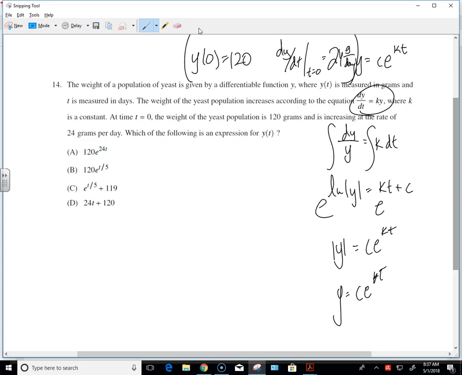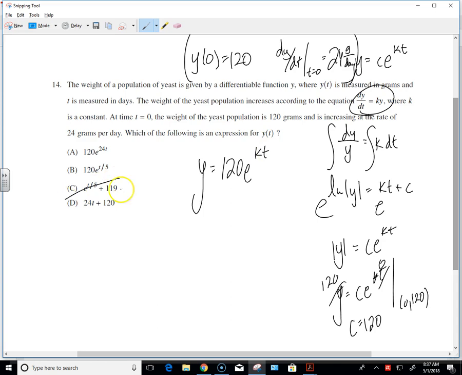Well, guys, couldn't we have plugged in some stuff? Yeah. We could have plugged in, for instance, the point 0, 120 right here. So that would have been 120. When that would have been 0, anything to the 0 is 1, so c equals 120. So we've had y equals 120 e to the k t. But we still need k. This is just me showing you my process. Could something funny happen? I suppose. I doubt it, though. Okay, so now what? I need to plug in this guy.